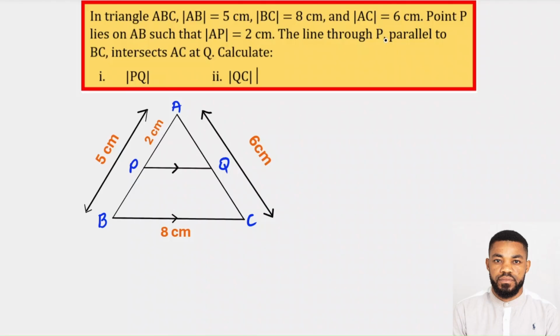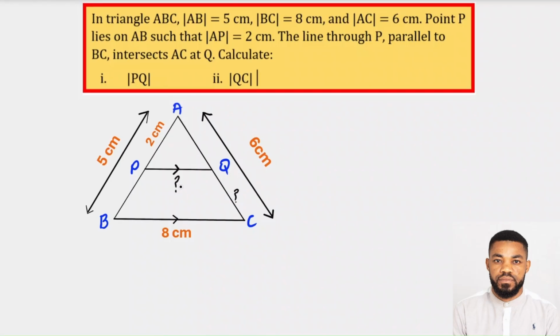The line through P, parallel to BC, intersects AC at Q. That means they meet at Q. We have to calculate PQ. We want the magnitude of this line, PQ. And after that, you have to find QC. We don't know that one too. So how do we begin the solution?